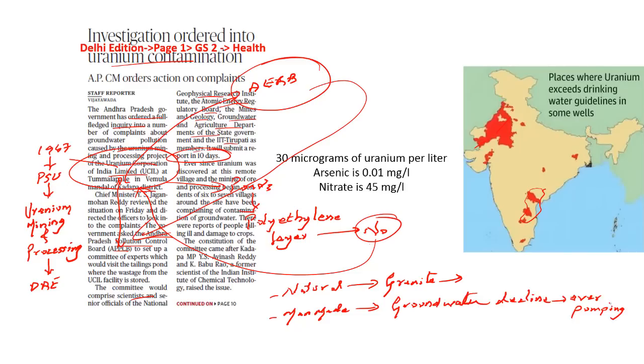Therefore, because of both the natural as well as the man-made causes, there is uranium contamination, and this is a major health problem. When you look at the World Health Standard, the World Health Organization has set a provisional safe drinking water standard of 30 micrograms of uranium per liter. Anything more than this can be harmful for human beings. So in this backdrop, what we have to understand is with respect to the drinking water quality.